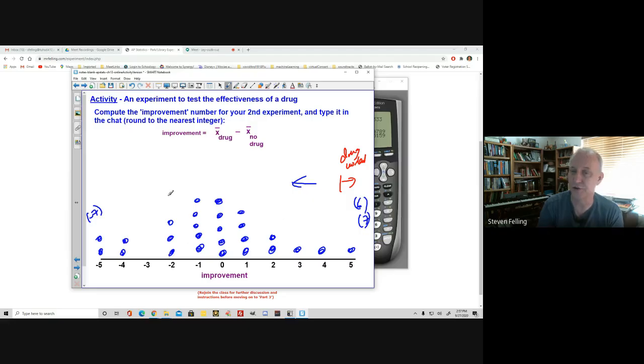This just looks to me like there's some random differences between people on their health scores, and the drug isn't really doing anything. So now that we randomly assigned, we can see the drug worked in a very small percentage of the cases. So it does not seem like the drug was effective.